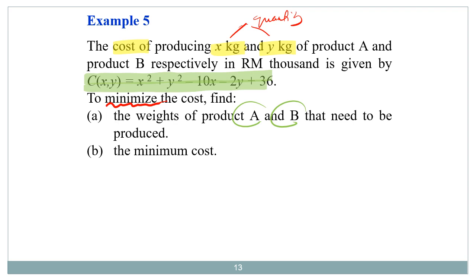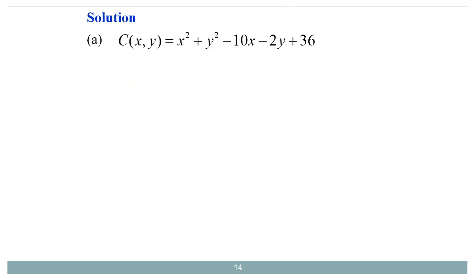So now we want to find the weight of product A. So how many kilo? So what we need to find is only x and y, and then the minimum cost. So the question here is the same as example 4, except that it's talking about cost. So this is our function in terms of x and y. To find the stationary point, we need to find the C sub x and C sub y.